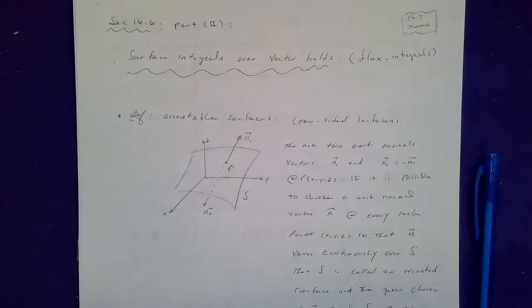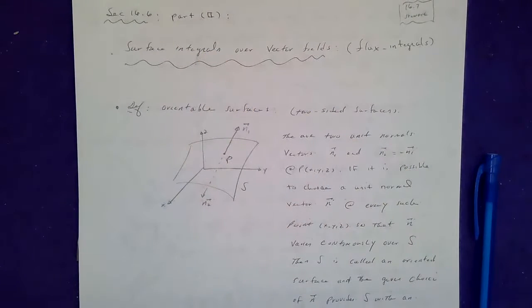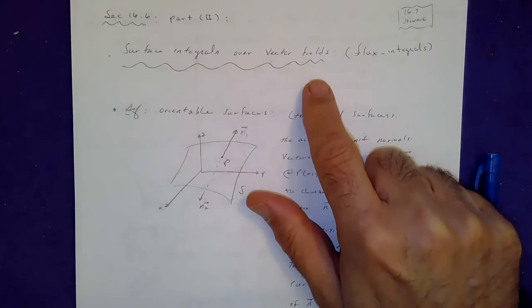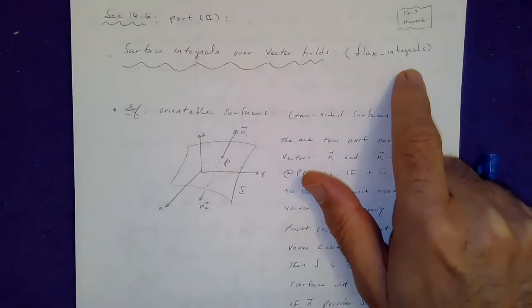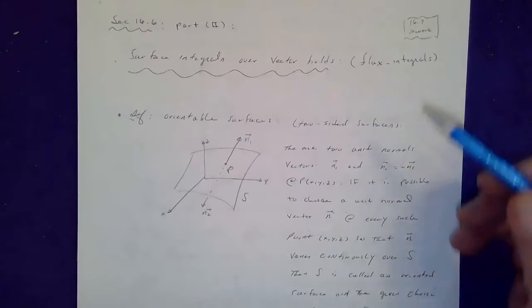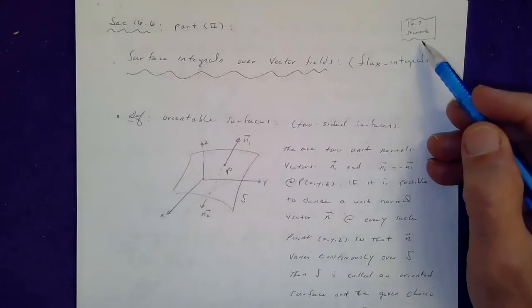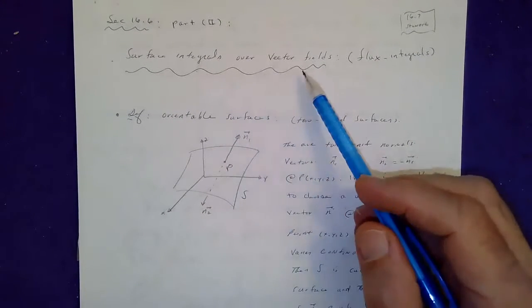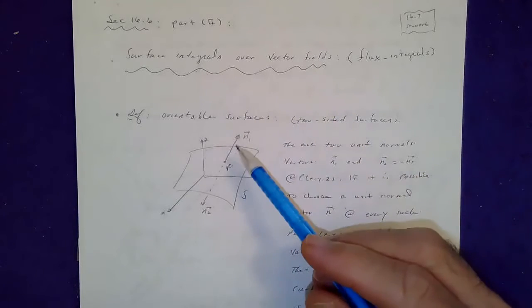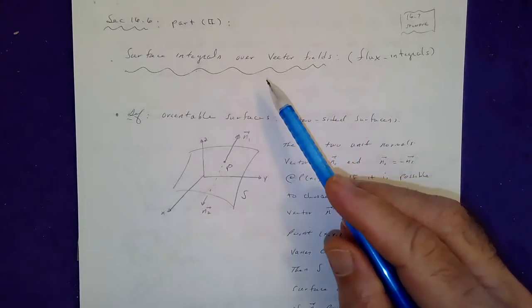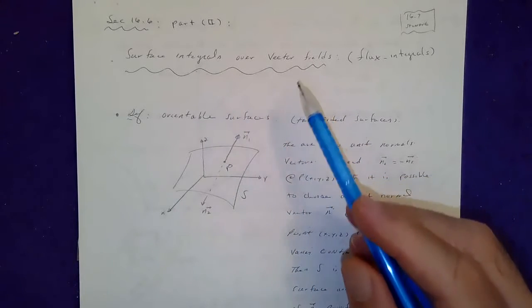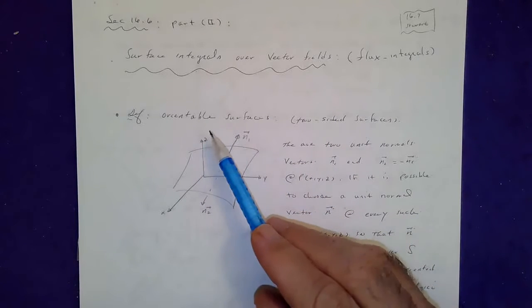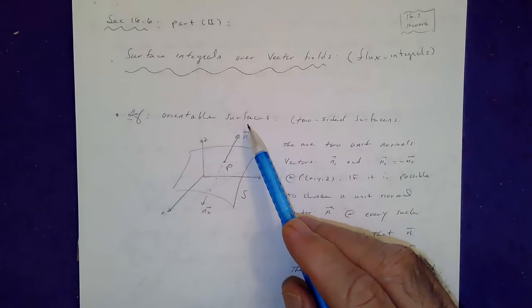Section 16.6, Part 2, about surface integrals, but this time we'll do surface integrals over vector fields, which are also known as flux integrals. Then again, this is 16.7 in Stewart's textbook. Before we do surface integrals over vector fields, when it comes to evaluating these types of integrals, we have to have orientable surfaces. So what's the definition of orientable surfaces?